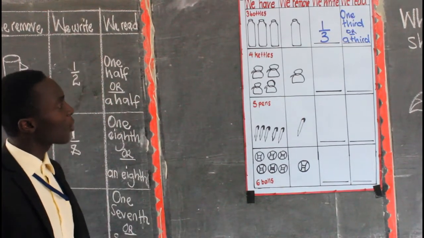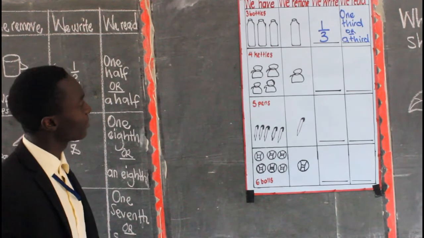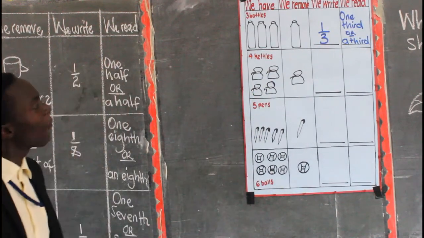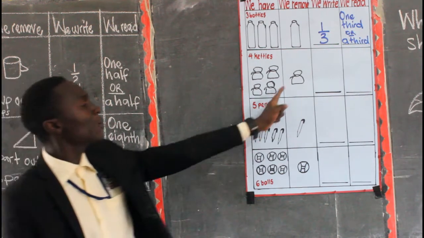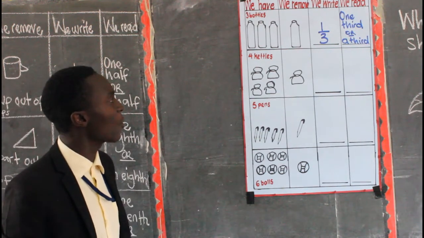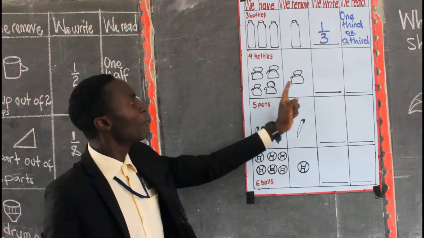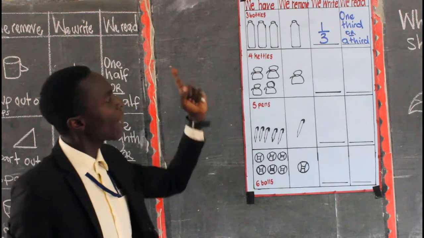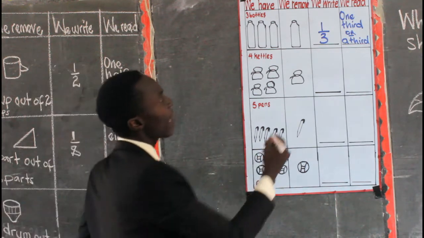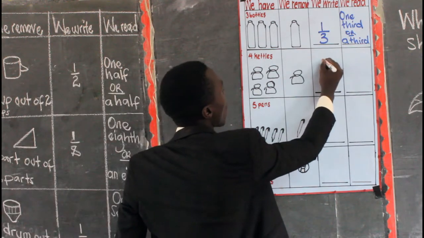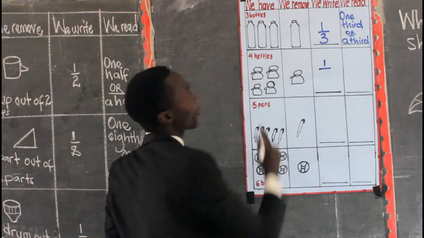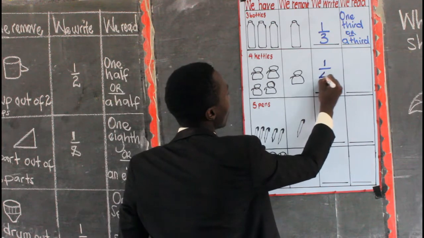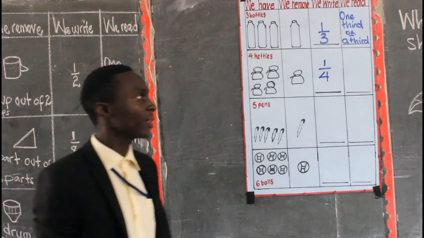Yes, we go to kettles. We do have how many kettles here? Let's count. 1, 2, 3, 4. We do have 4 kettles. Someone removed 1 kettle from the 4 kettles. So it means that our fraction, we shall write 1 kettle, which is removed, out of how many kettles altogether? 1, 2, 3, 4. Out of the 4 kettles altogether.